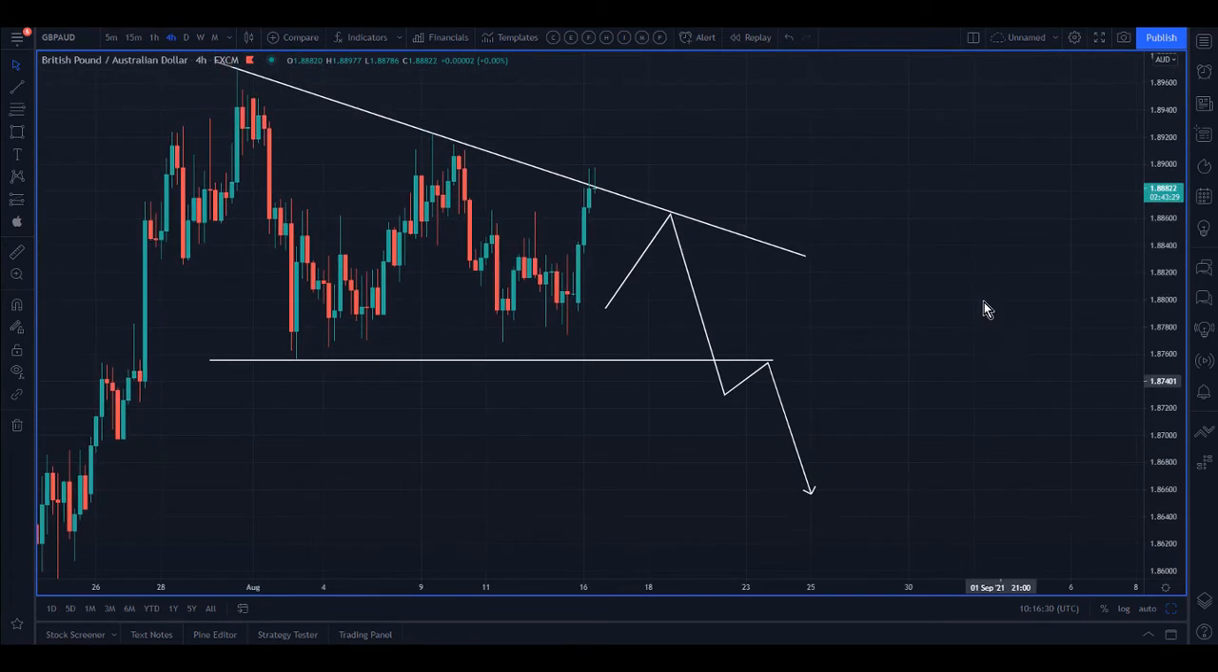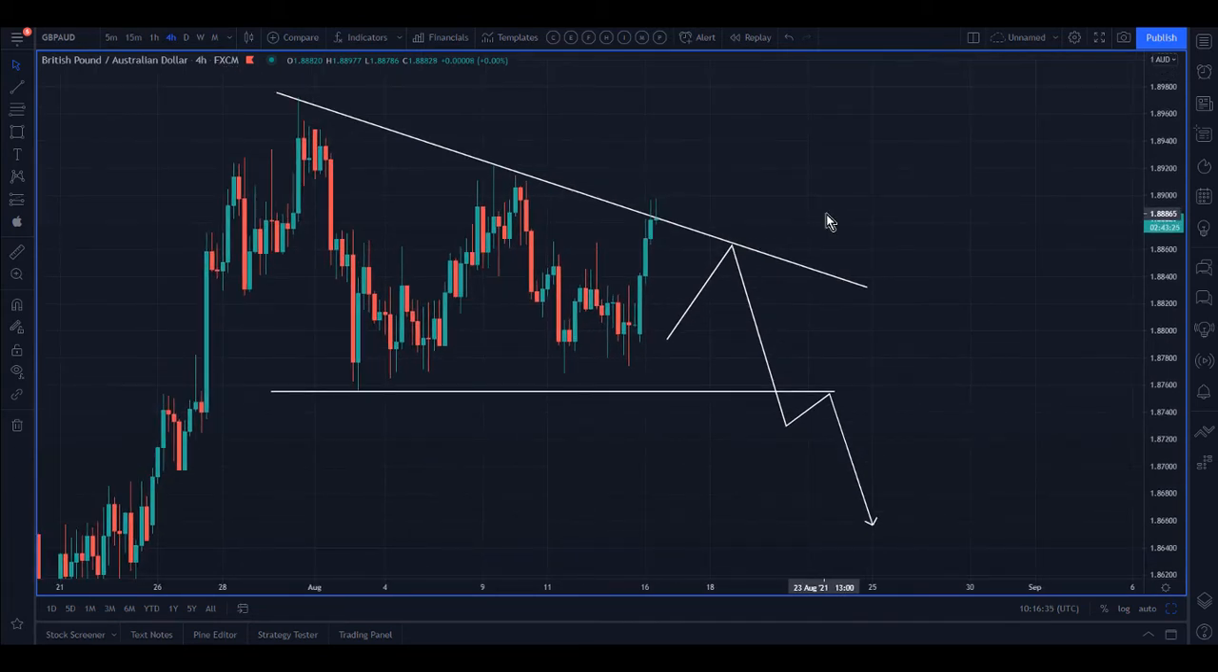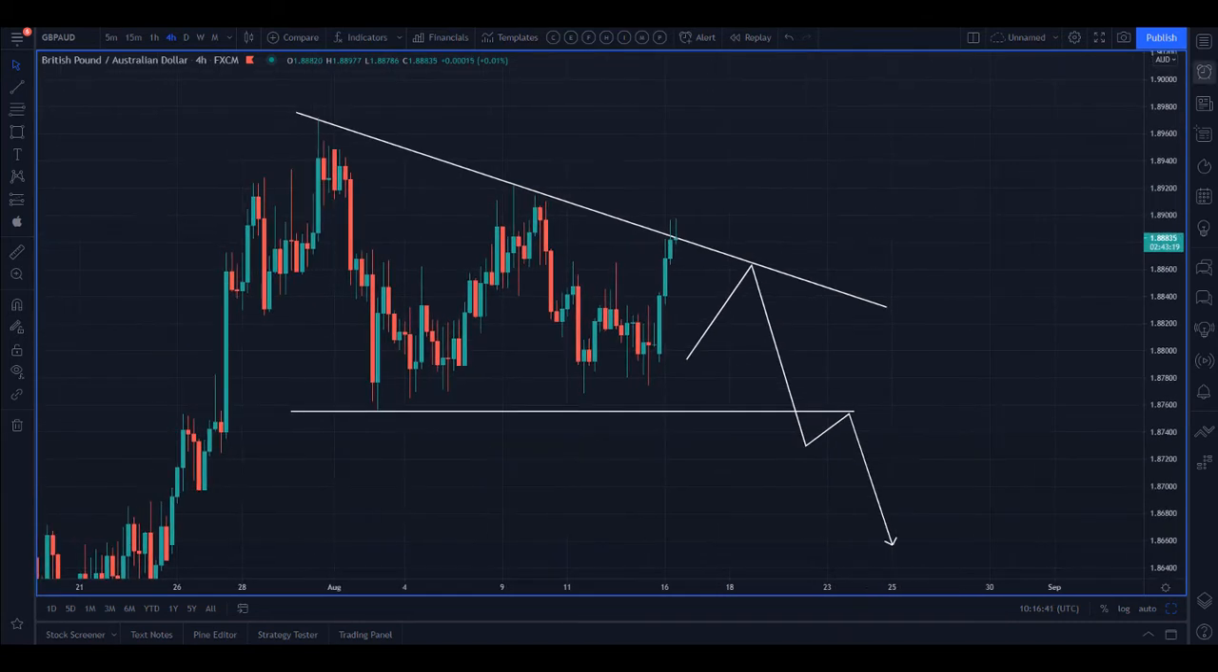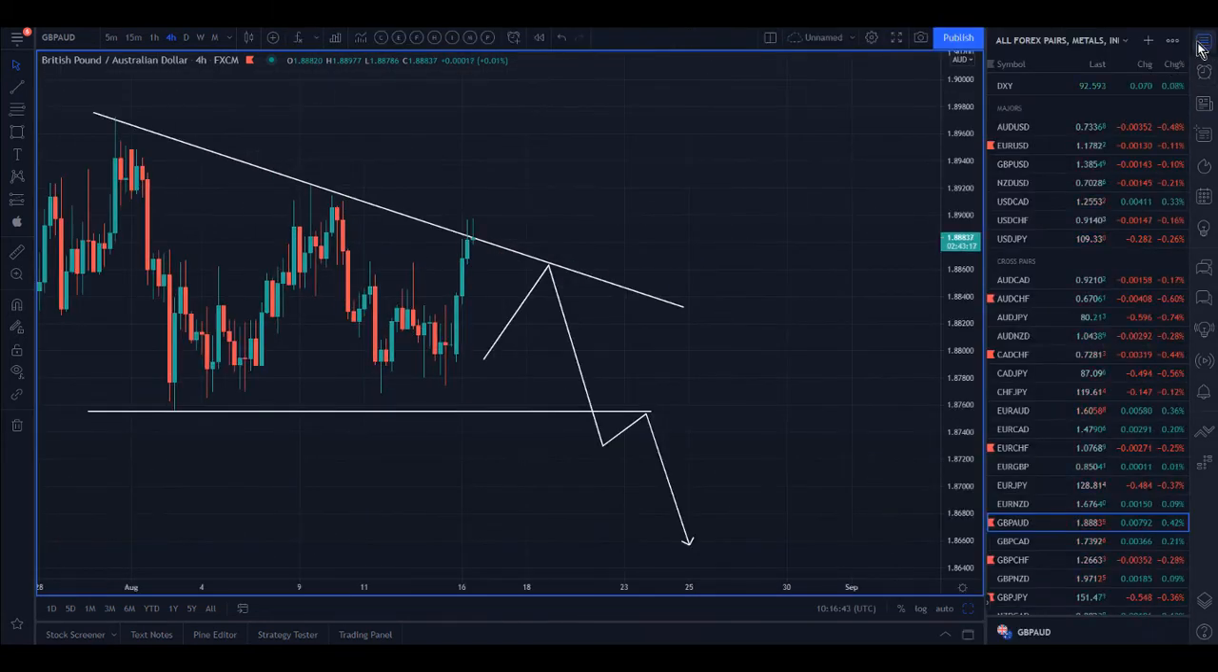We will see, but for me the sell opportunity, the opportunity where you're going to make the most amount of pips is potentially where we are now, but we need to see sellers come in. Okay, so keep your eyes on that one.